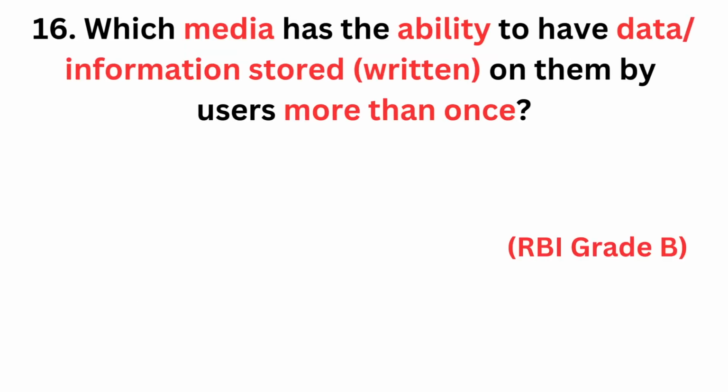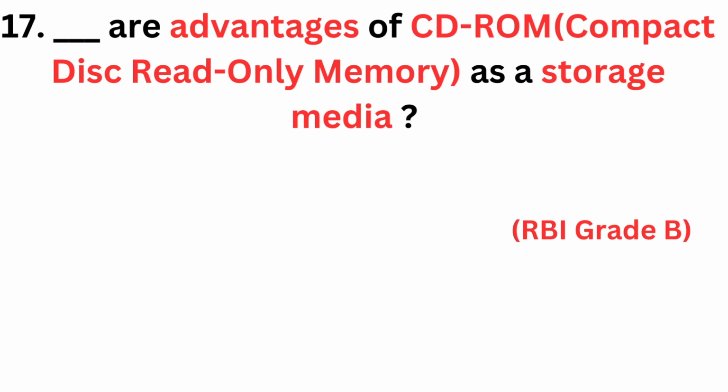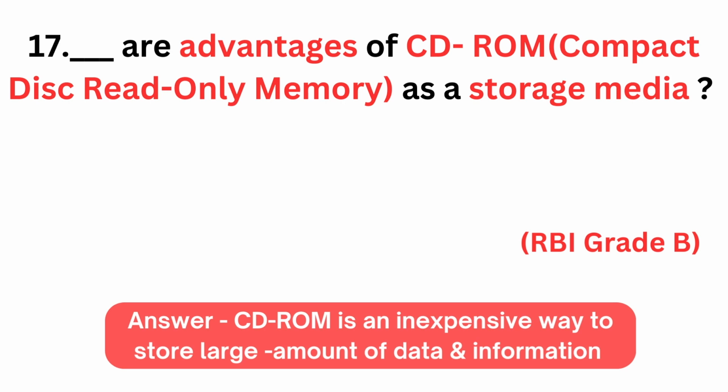Which media has the ability to have data and information written on them by the user more than once? CD-RW, compact disk rewritable. Which are advantages of CD-ROM as a storage media? CD-ROM is an expensive way to store a large amount of data and information.